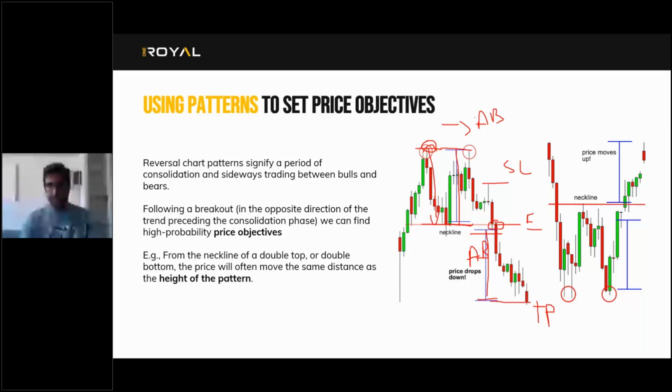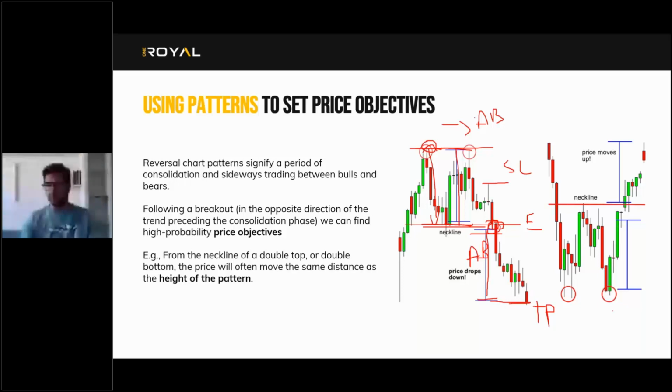Okay, we took the measurement of the consolidation, or the top of the double top, until the neckline, and then we drag it to the entry price, and then you will have an idea where most probably the market will reach once we have a breakout here. Okay, so entry, stop loss, and target profit.